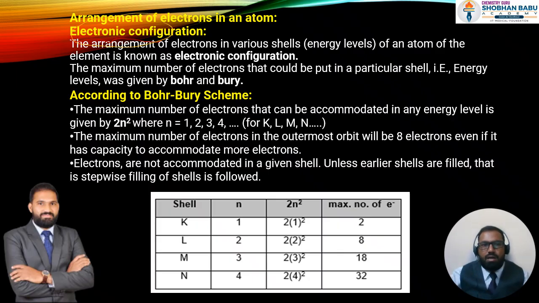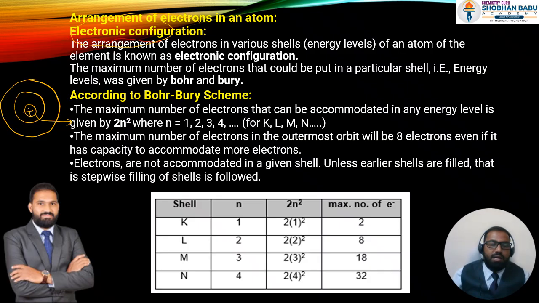Protons and neutrons are present in the nucleus. There is no confusion with the protons and neutrons. But apart from that, electrons are present, and for electrons there are many options. That is why an arrangement of the electrons should take place.